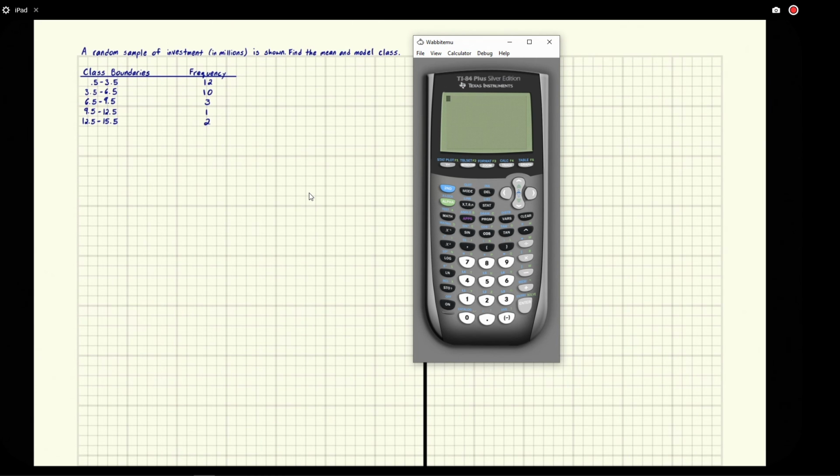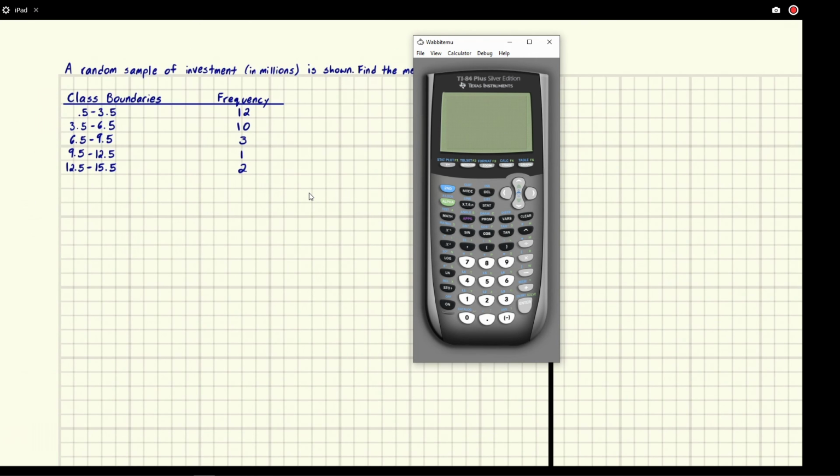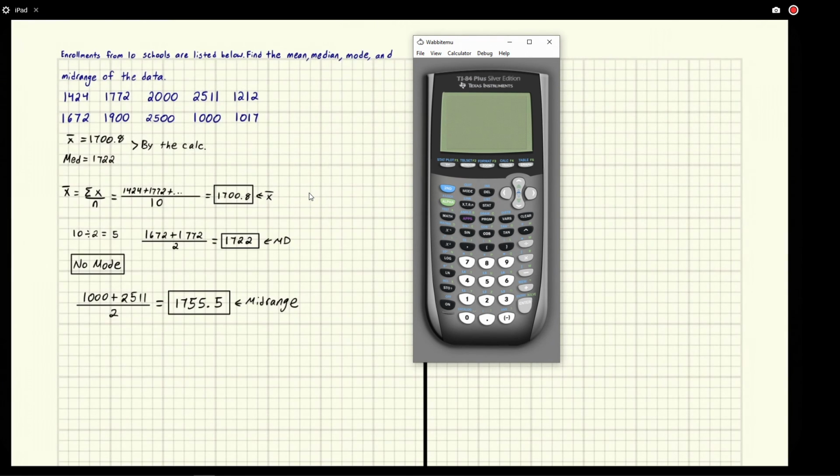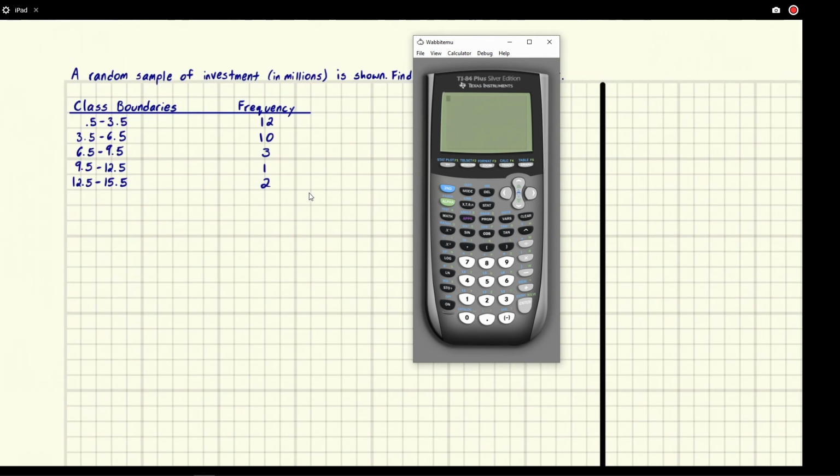The thing that throws a lot of students off with a question like this one is the fact that there are no specific numbers. So let's go to a previous question. Right before, we had specific numbers, and you would add all those numbers up and divide by n, and that would give you the mean. But in this case, we're not told specific numbers.